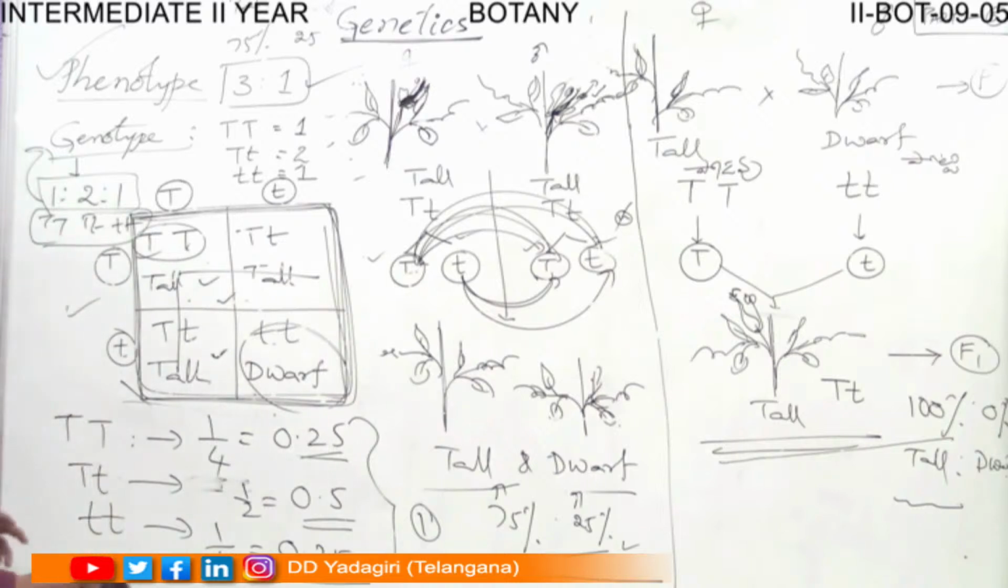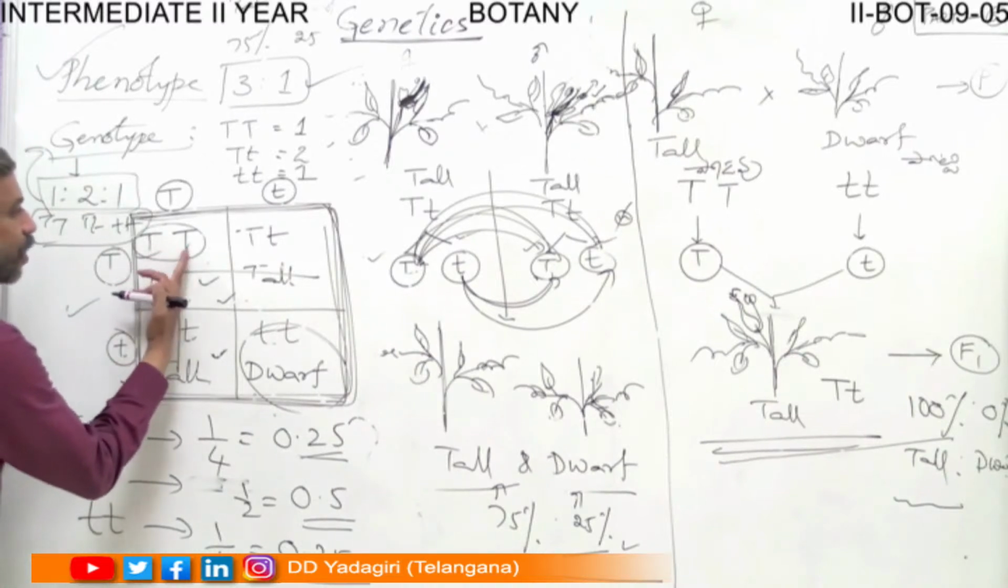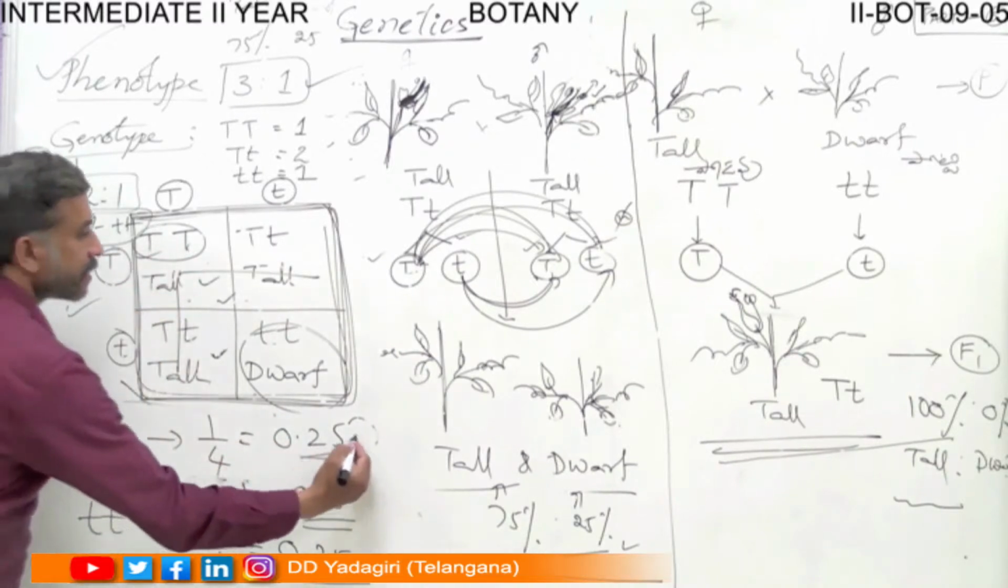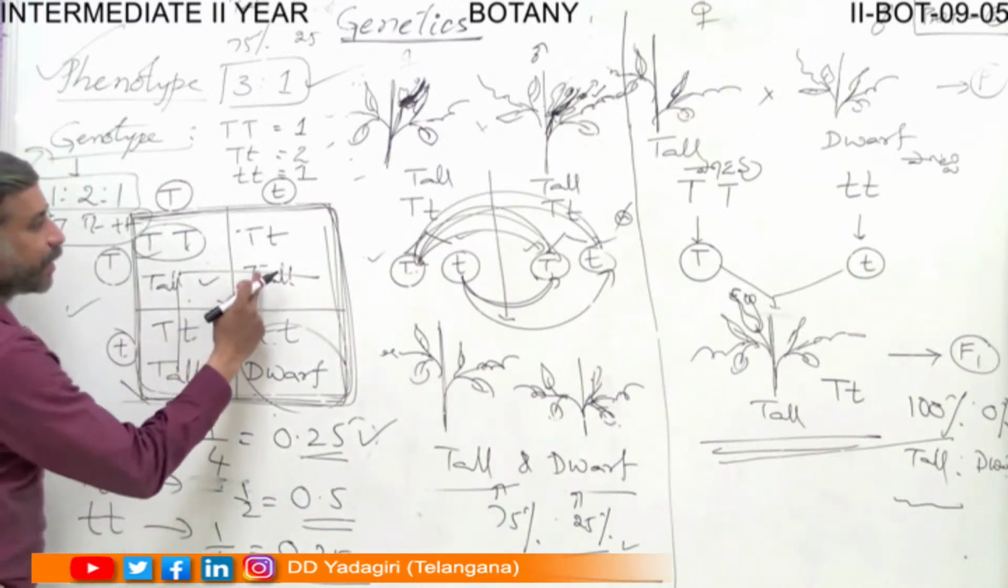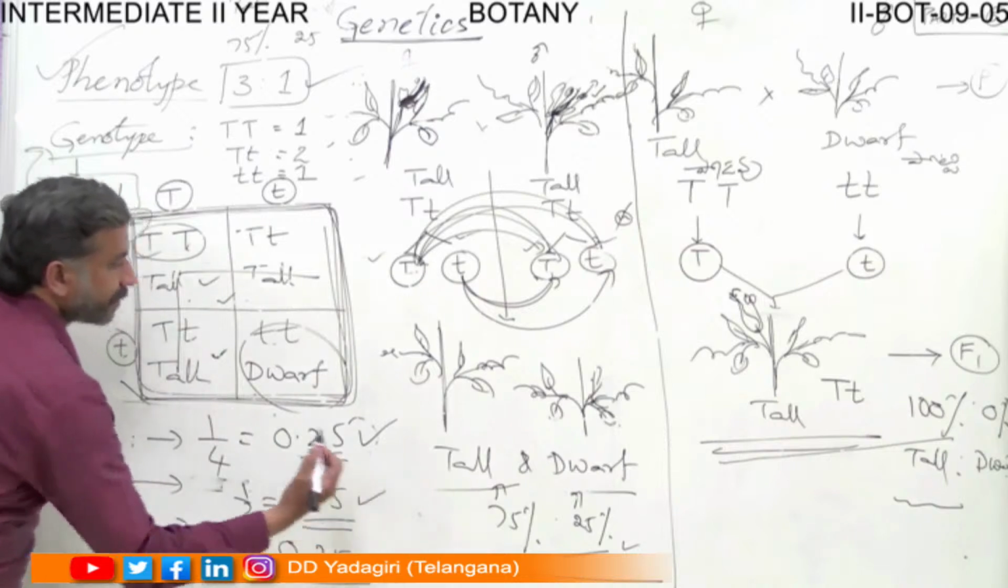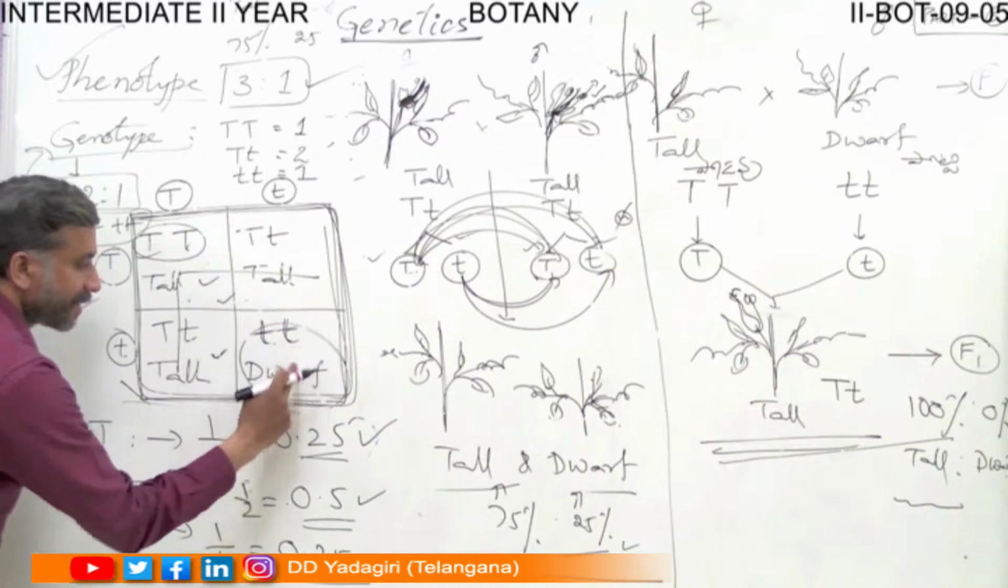So what is the probability of occurrence of homozygous dominant tall plants? That is 0.25. What is the probability of occurrence of heterozygous tall plants? 0.5. What is the probability of occurrence of homozygous recessive plants? That is 0.25.